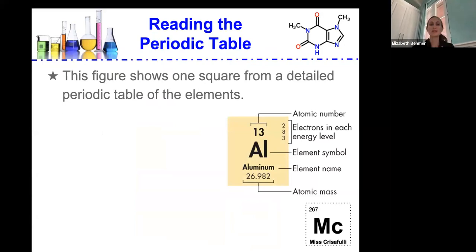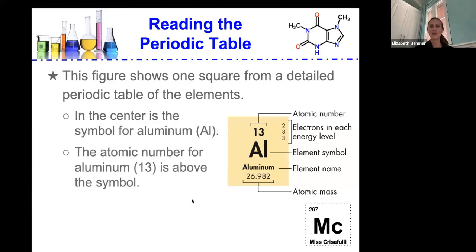So in the center is the symbol for aluminum, Al. The atomic number for aluminum, 13, is above the symbol. The element name and atomic mass are below the symbol. This figure shows one square. There's also a vertical column with the numbers 2, 8, and 3, which indicate the number of electrons in each occupied energy level of an aluminum atom.